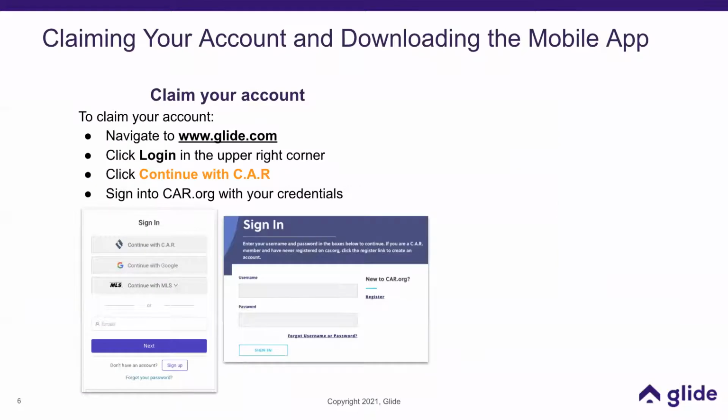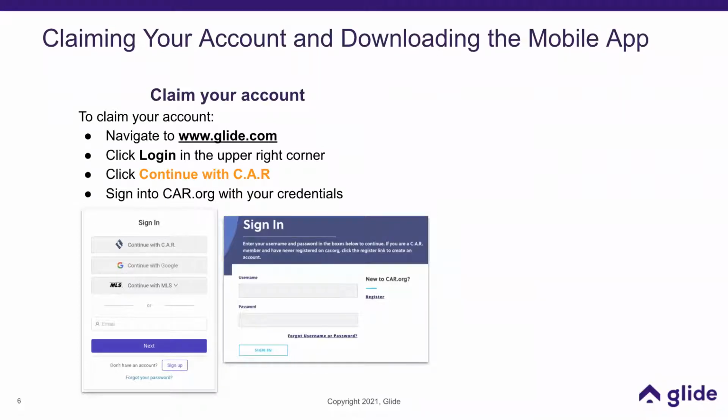I do want to first show you how you can claim your free account and make sure that you can get access to the CAR standard form library. So since Glide is now a CAR member benefit, as a CAR member to claim your free account, you're first going to navigate to www.glide.com. That's just going to be our Glide homepage. Then you're next going to click on the login link in the upper right-hand corner of the page. From there, you're going to choose Continue with CAR on that initial sign-in page.